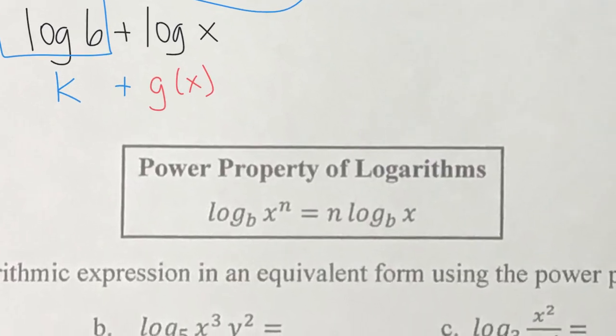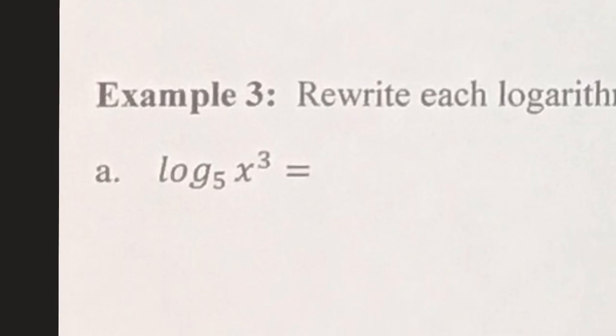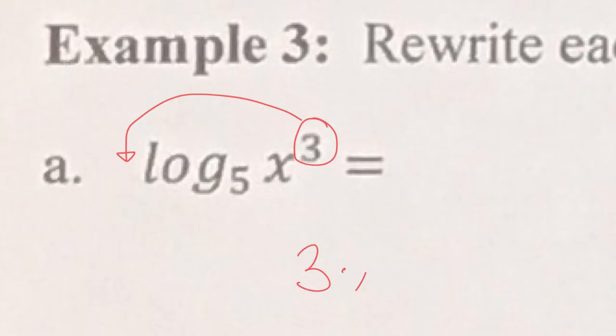Okay, let's talk about our third property, and that's the power property. So if your argument has a power, we can instead move that power to the front as a multiplication problem. So we are multiplying our log by a number rather than raising the argument to a power. Okay, so let's see what that would look like in amongst all these other ones. So option A here, or rather example 3A, we simply want to take our power and move it to the front. So this is equivalent to 3 times log base 5 of x.